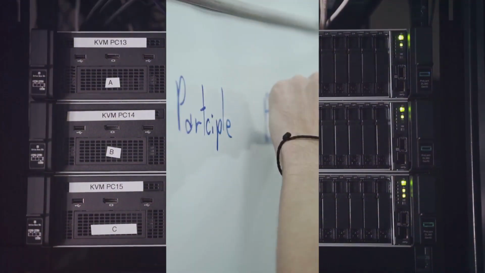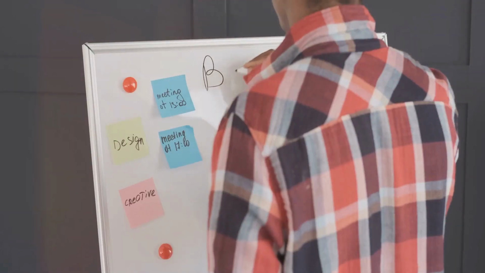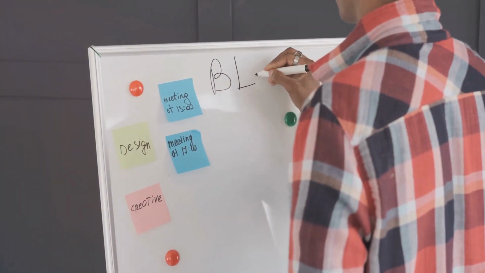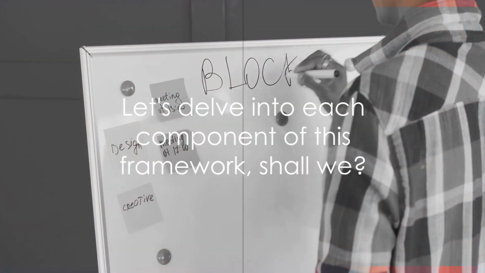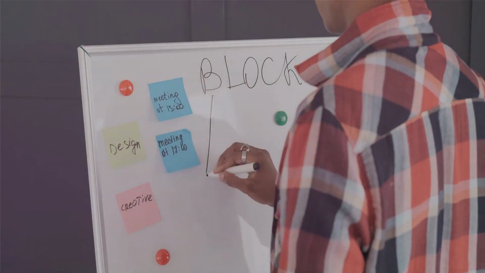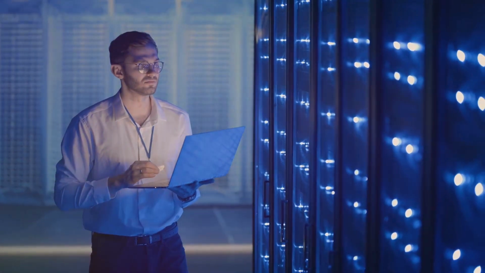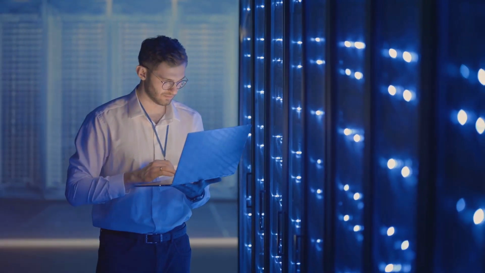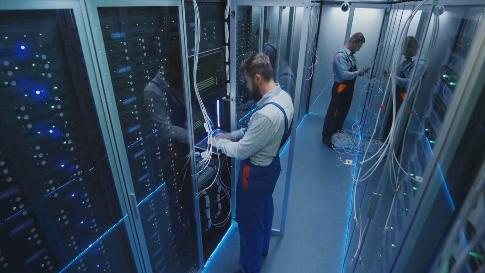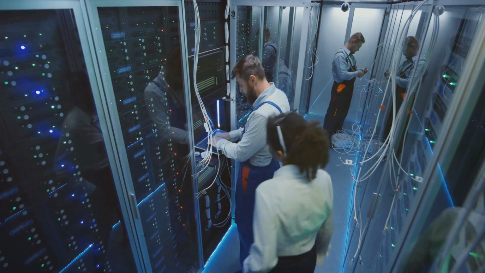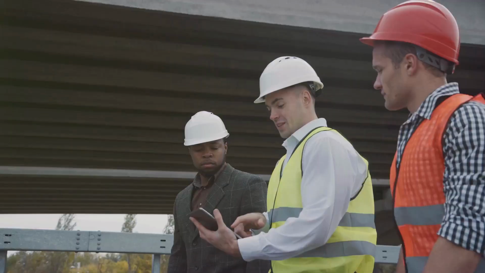Let's explore how. To make your promises smart, they need to be specific, measurable, achievable, realistic, and time-based. This is known as the SMART framework. Let's delve into each component of this framework, shall we? Specific means your goals should be clear-cut, not vague or ambiguous. In the IT world, this could be something like improving server response time by 30%. Measurable refers to the ability to quantify your goals. If you can't measure it, you can't manage it.